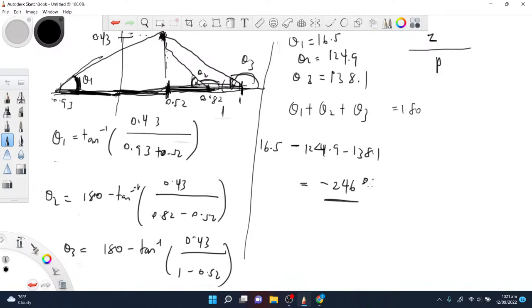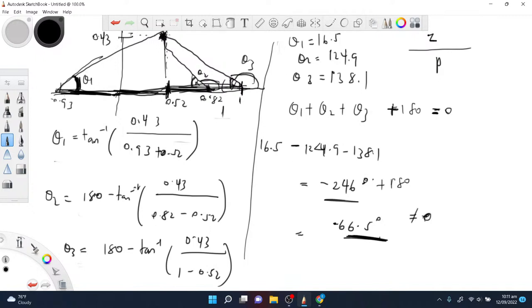Minus 246.8 degrees. So this plus 180 should be equal to 0. Now let me add my 180. When you add your 180, you get minus 66.5 degrees, right? So you see that this is not equal to 0.